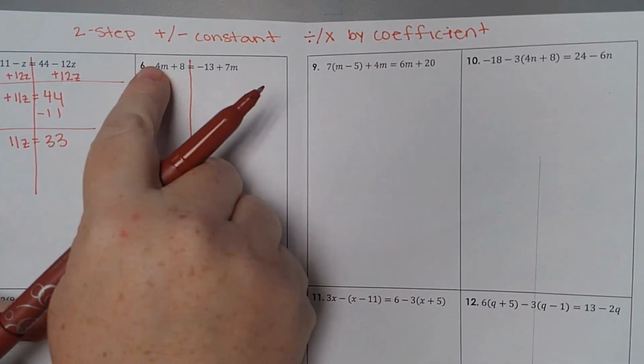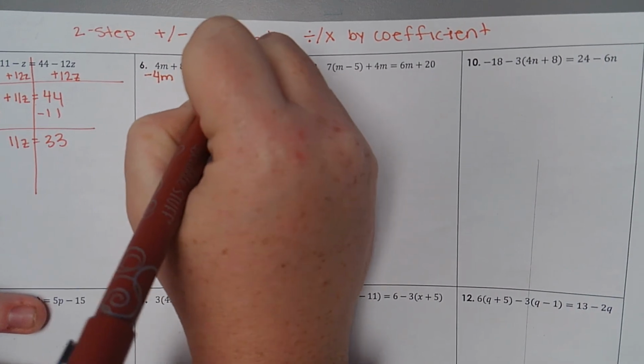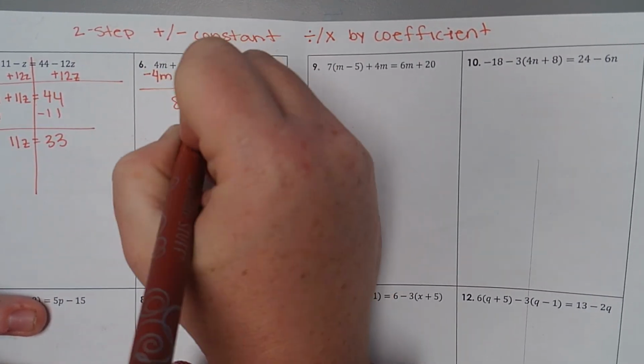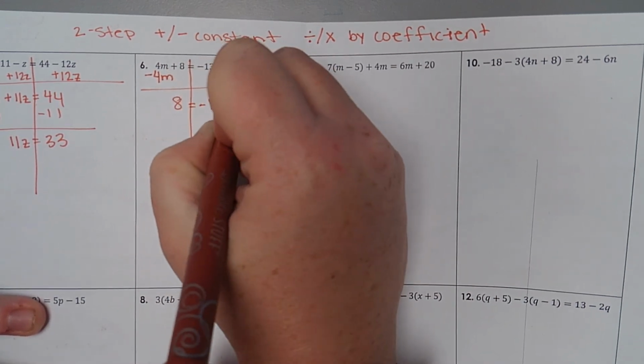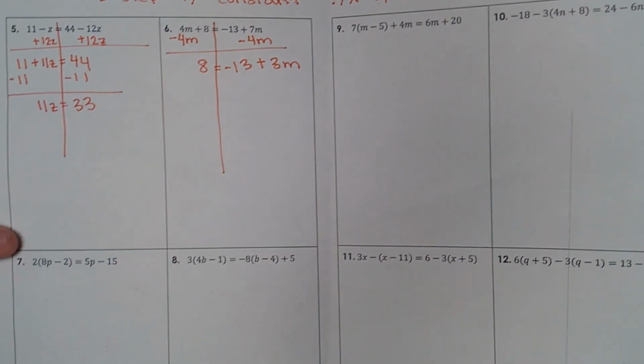So my smallest variable here is 4. So I'm going to have minus 4m, leaving me with 8 equals negative 13 plus 3m. So now you have 2 steps left.